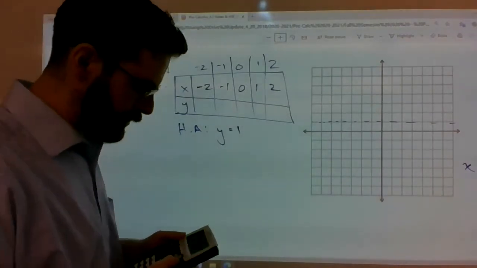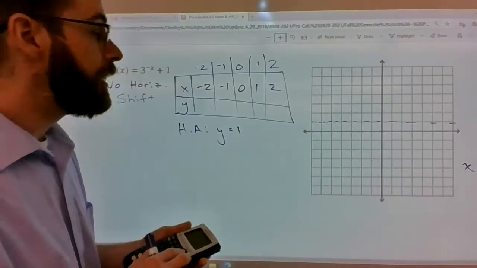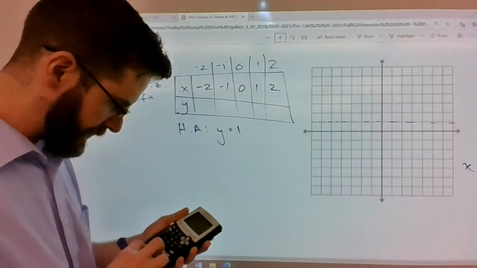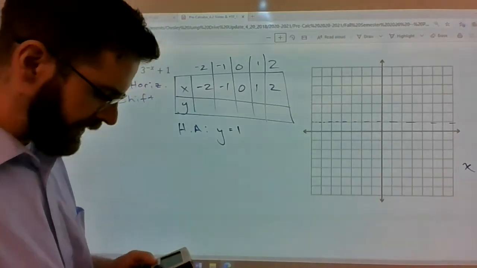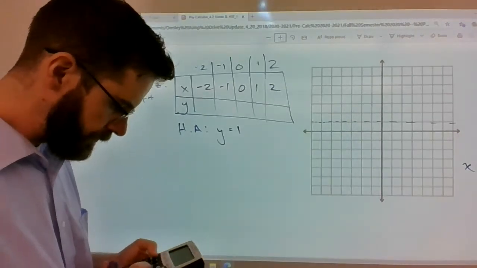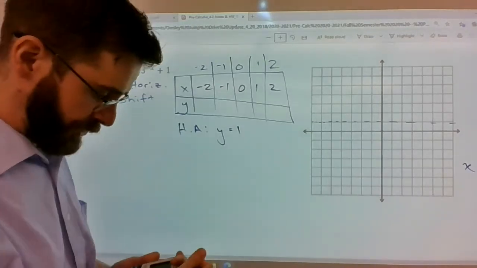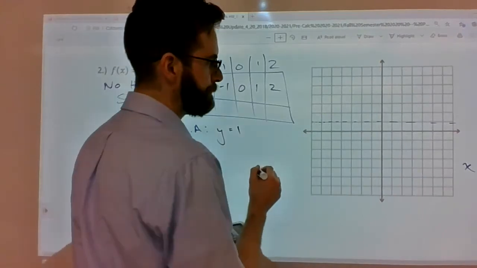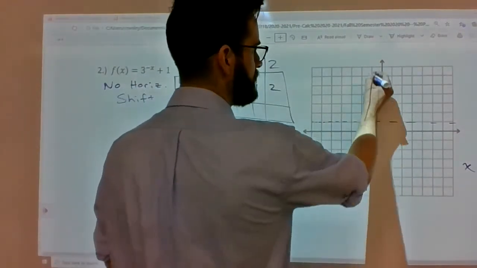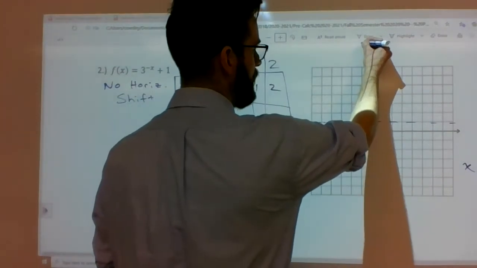So let's check out our chart, get a table of values going. It's 3 to the -x plus 1. Start at -2. Looks like, oh my goodness, -2 gives me 10. Wow. Well, here's 8, 9, 10. We'll just say that this is about 10.